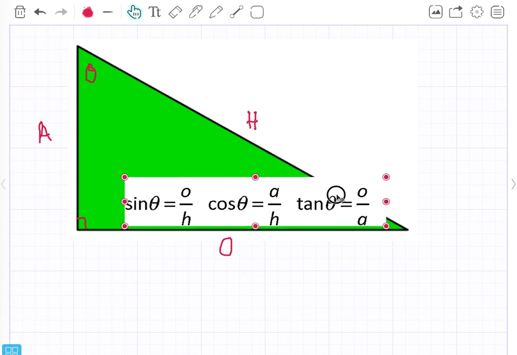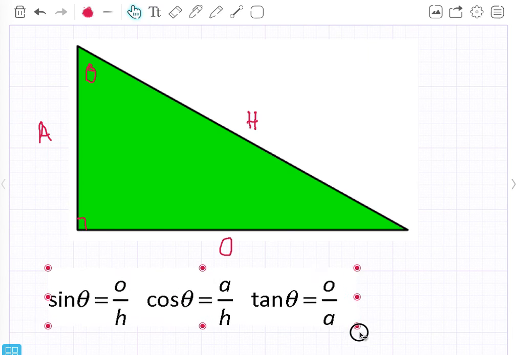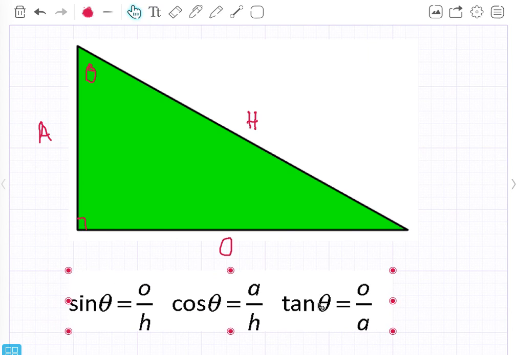And we have that again, and that's going to come into play a lot later. So basically for now, just understanding how to label the sides of the triangle.